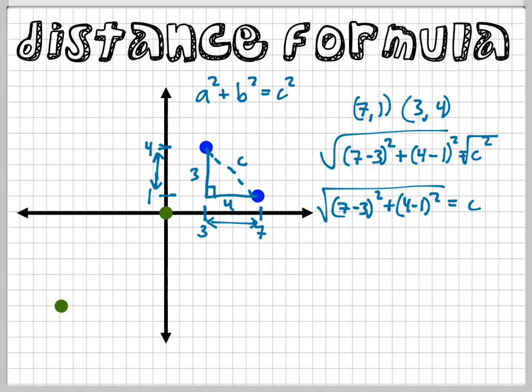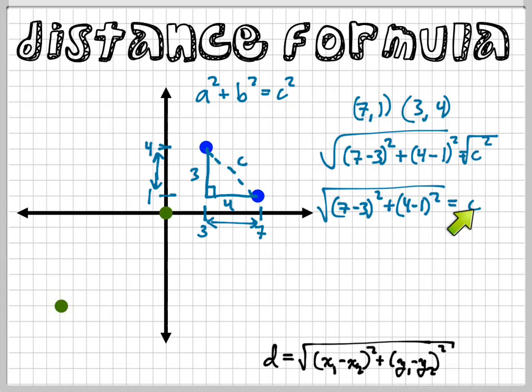Does that look familiar to you guys? Now, you guys have done this before. This is also known as the distance formula. The distance formula is d equals the square root of (x1 minus x2) squared plus (y1 minus y2) squared.